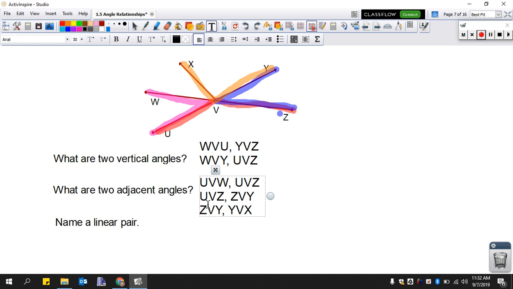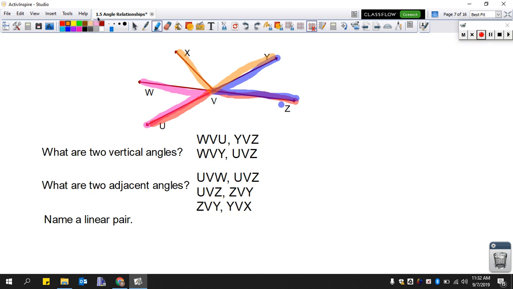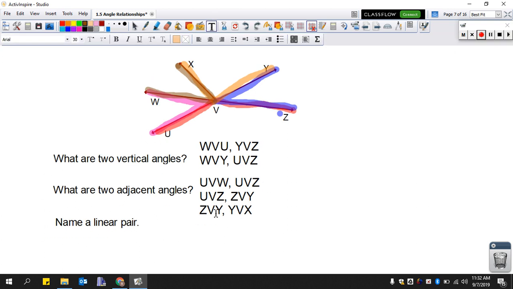All right. And then the last one that we're going to need to look at is YVX, the orange one. All right. And XVW. All right. YVX.